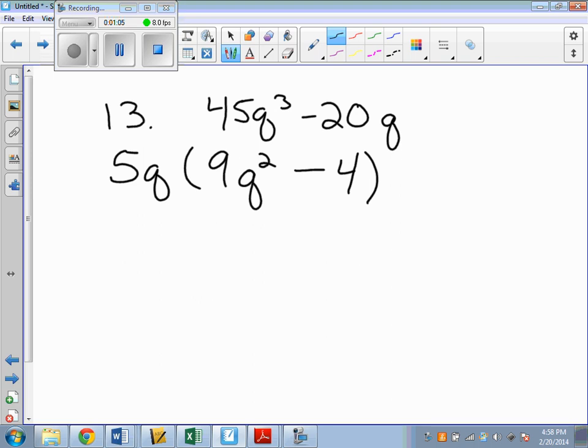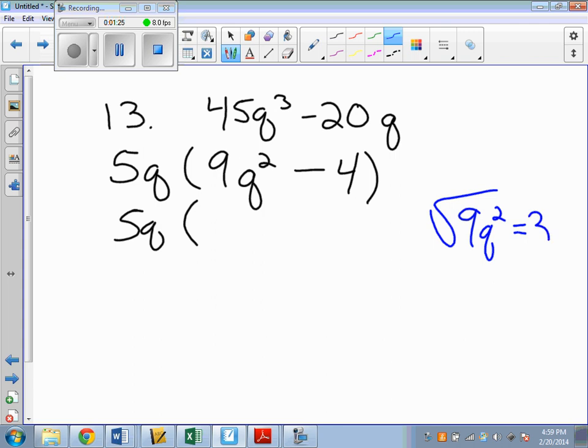So now I have a difference of two squares. So I leave my 5q where it is. I'm going to write it off to the side. I've got 9q squared. We want to figure out what's the square root of that. Well, the square root of 9 is 3. And for q squared, the square root is q. You can always take your exponent and divide by 2 when you're looking for your square root.